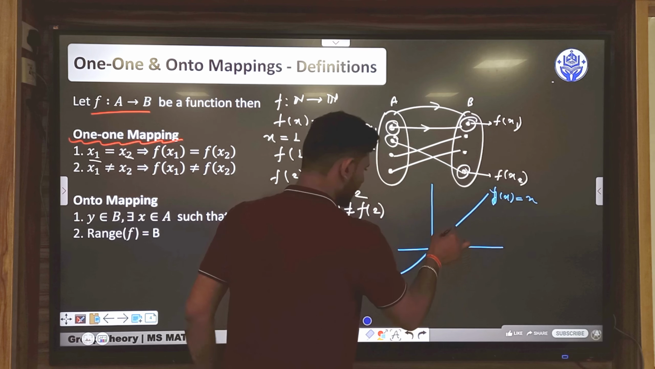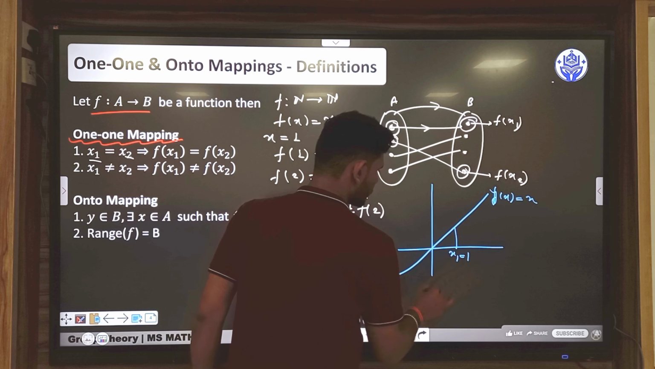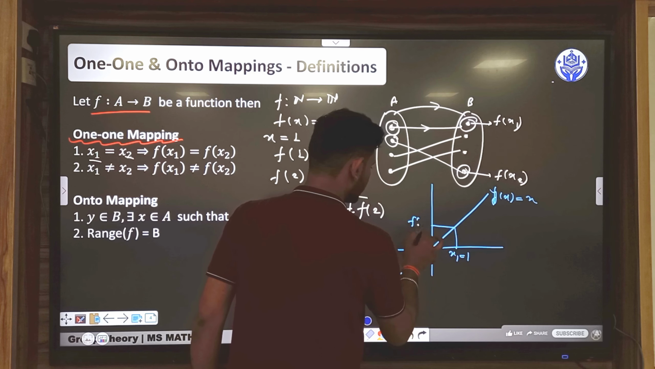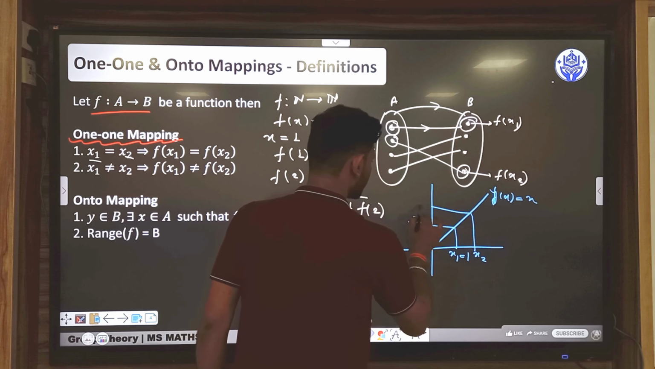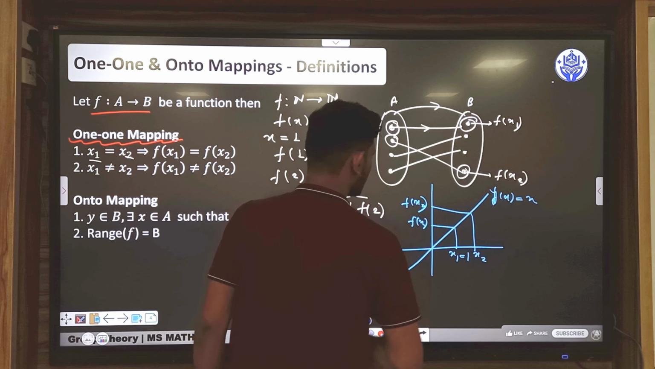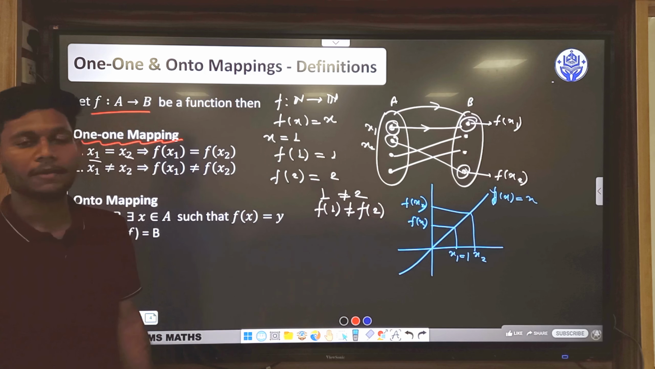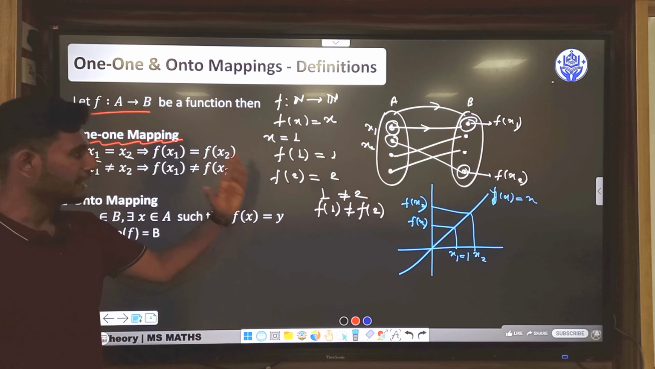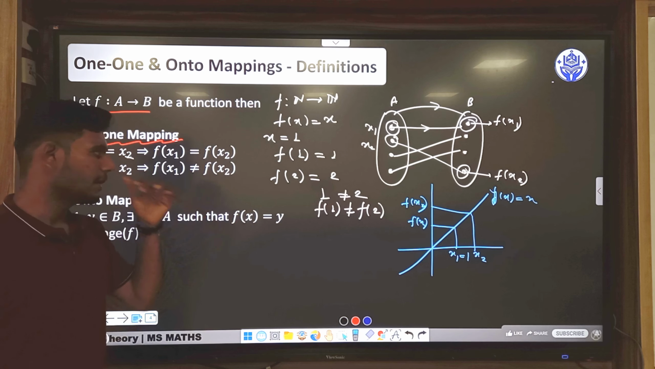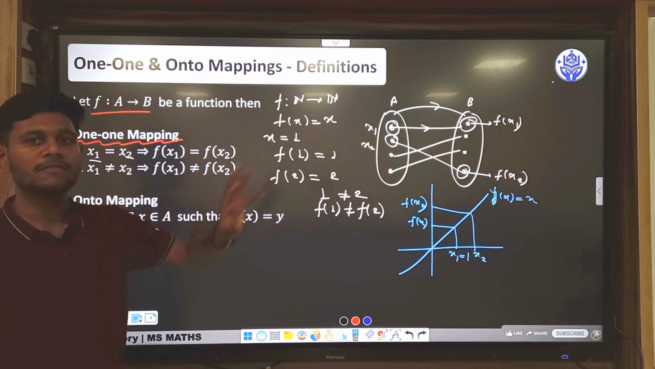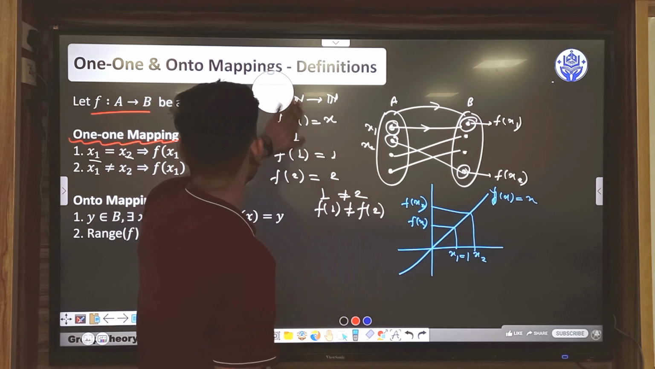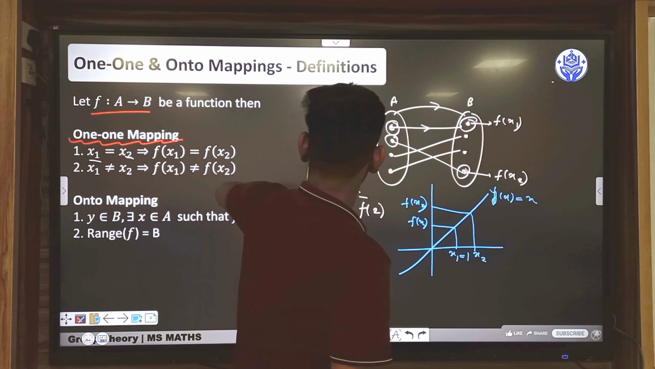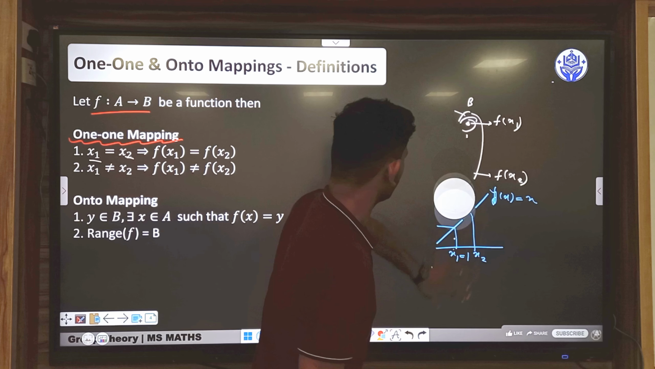Here if you take x1 equals 1, you will have f of x1, and similarly for x2 you have f of x2. So this is the property called 1-1. If you take inputs from the domain that are not equal, then the function values at both points are also not equal. This is the concept. Next, we have the concept of onto mapping.